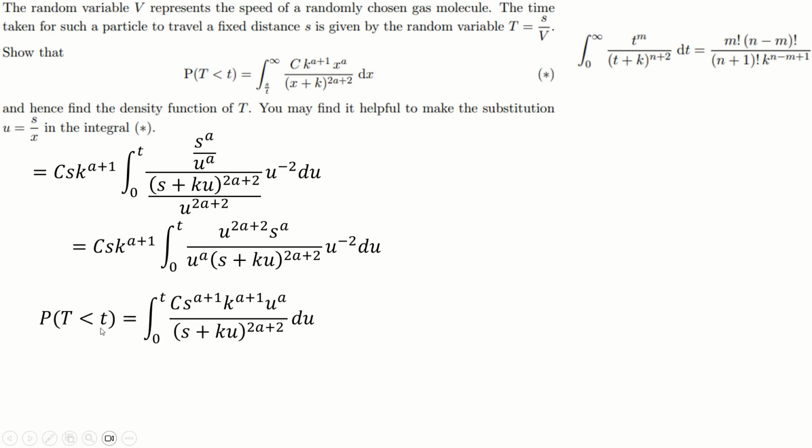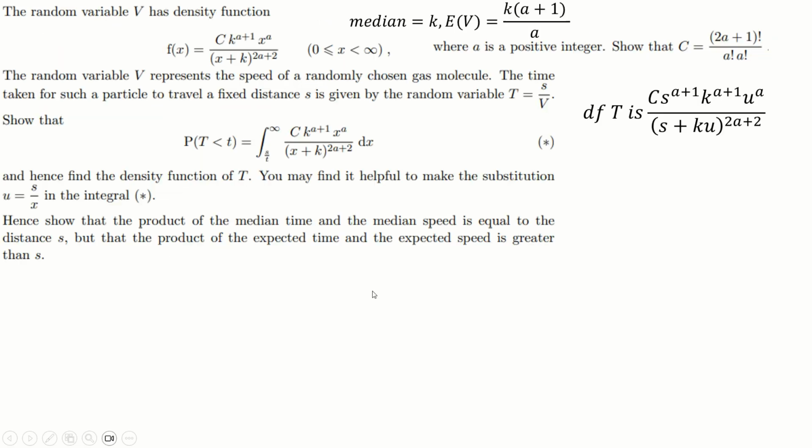And so now we know that the density function of t is just this. It's the thing in the integral, right? It's the f of x in the integral, or f of u in the integral. So it's just this, I guess. Okay, so we're on the home straight now. Hence show the product of the median time and the median speed. So median time is the median for this, I guess. And the median speed is the one that we found earlier because the speed is about v, right? And likewise, the expected value of v we found earlier, and we don't know the expected value for t yet.